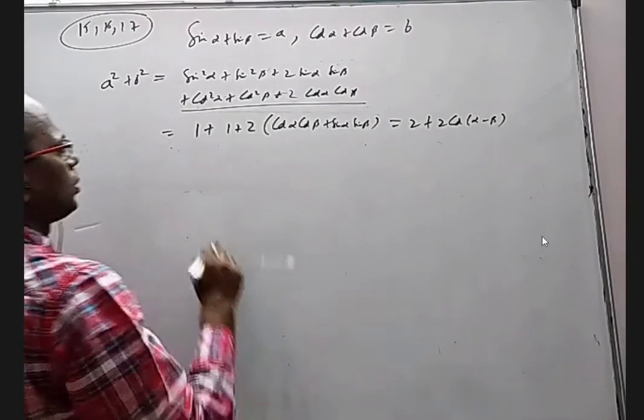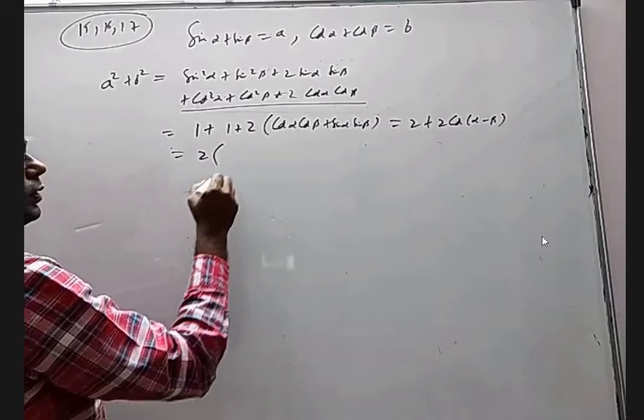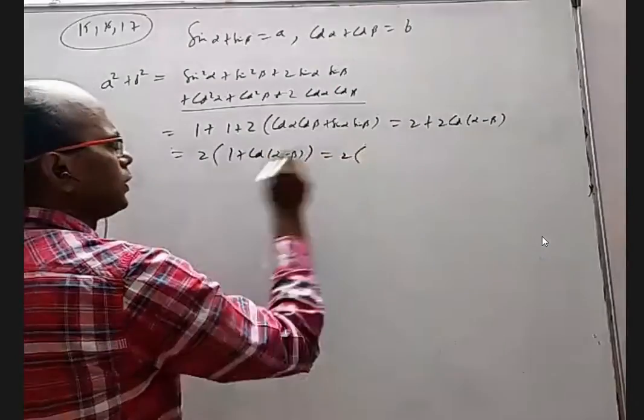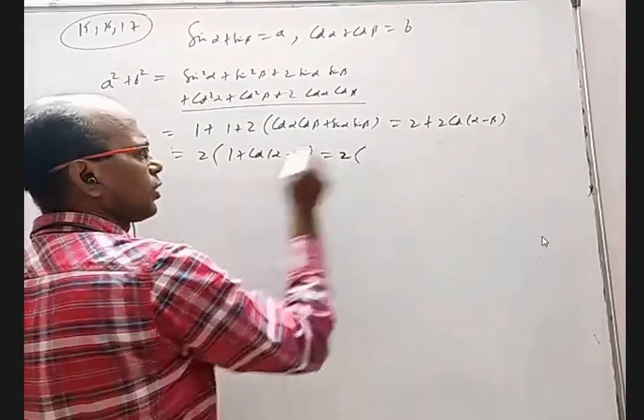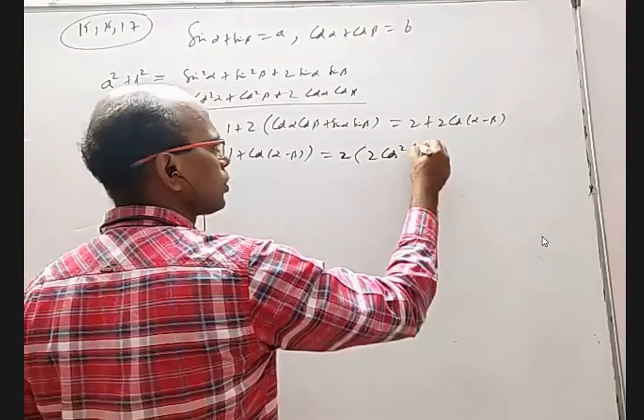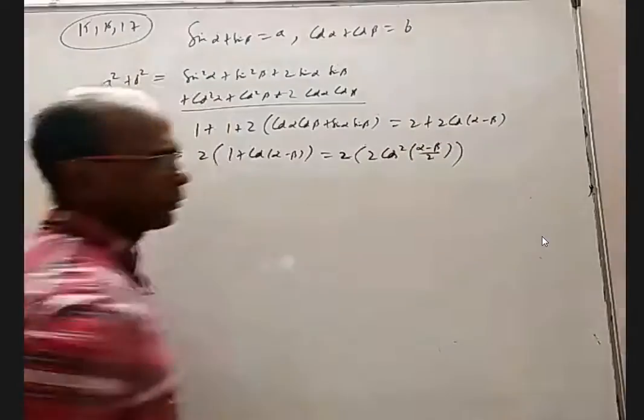Or I can take 2 common. I'll get 1 plus cos alpha minus beta. 1 plus cos theta is 2 cos square theta by 2. So you will get 2 cos square alpha minus beta by 2.